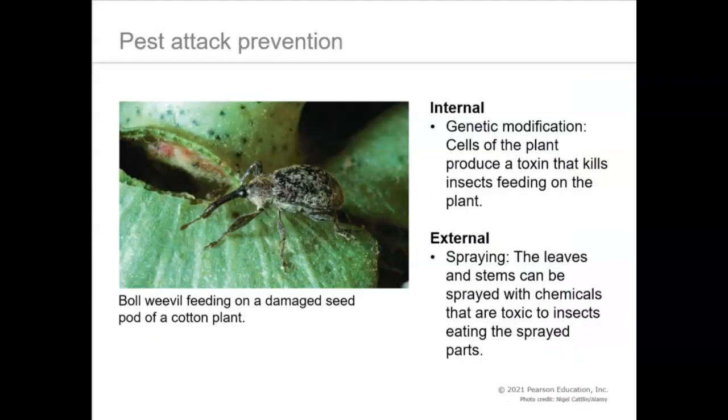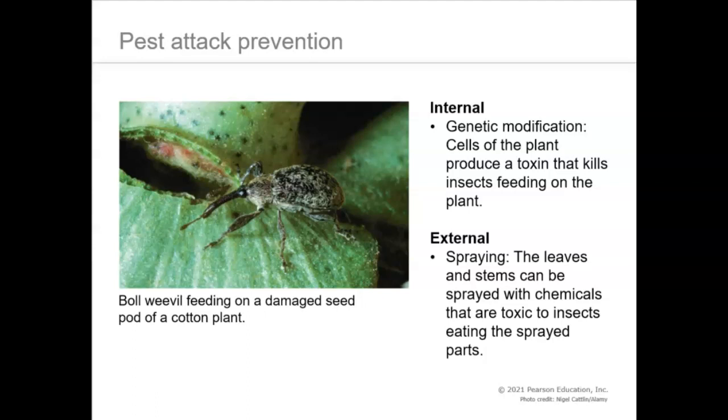Another thing that monoculture farms have to worry about is pests. We talked about weeds and Roundup. Now we'll talk about insect pests. You can prevent pest attacks by either internal or external methods. Some of the internal methods: you can genetically modify your plants. How this works is you would basically make the cells of the plant produce a toxin that kills insects feeding on the plant. You genetically modify them, and then any insect feeding on the plant would get killed. You can also prevent pest attacks through external means, such as spraying.